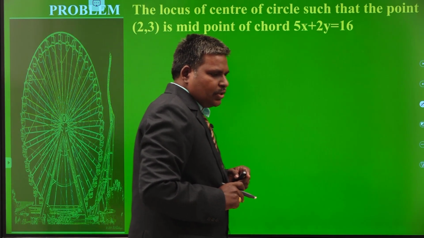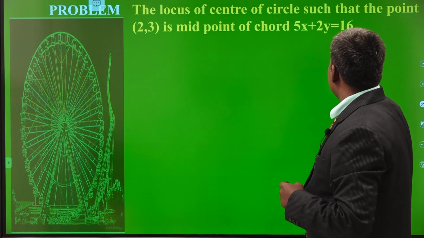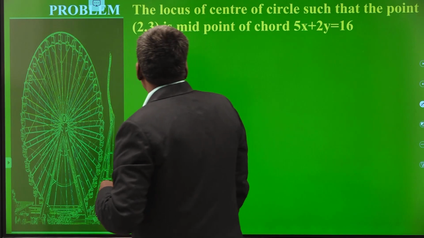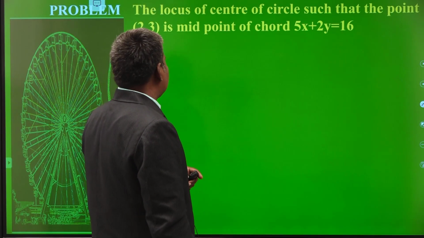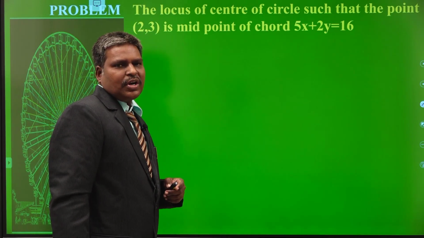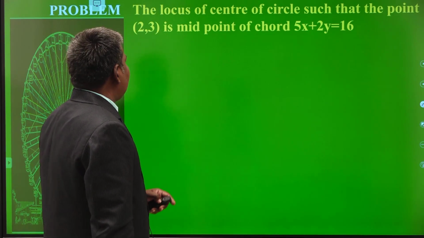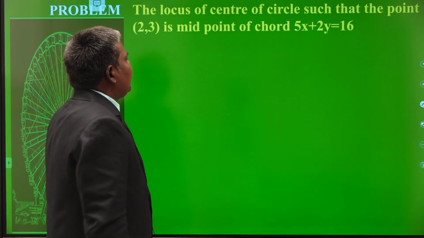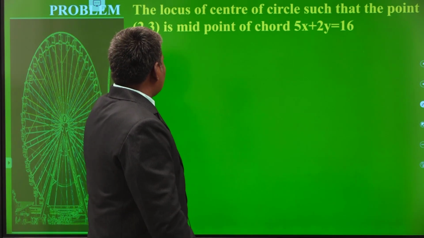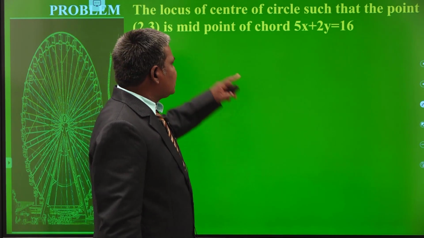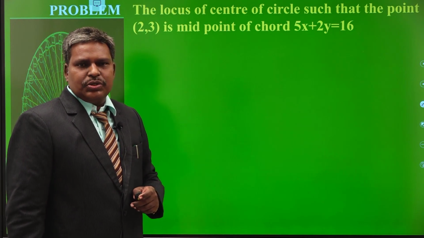See this problem related to the previous property. Find the locus of the center of a circle such that the point (2, 3) is the midpoint of the chord 5x + 2y = 16. This is your question. What is (2, 3)? Midpoint of what? Of some chord formed by that line equation, 5x + 2y = 16.